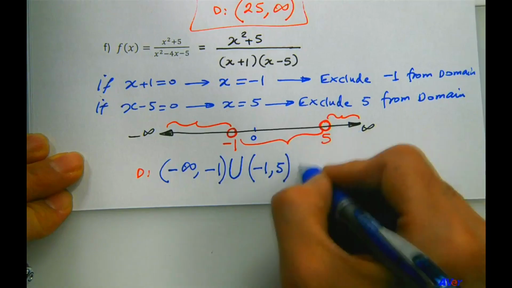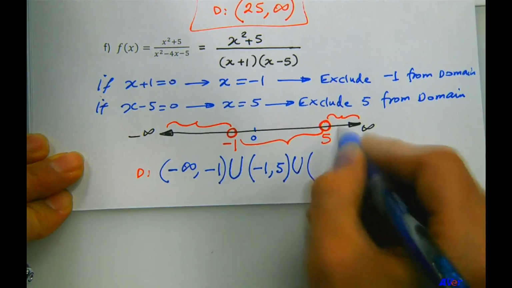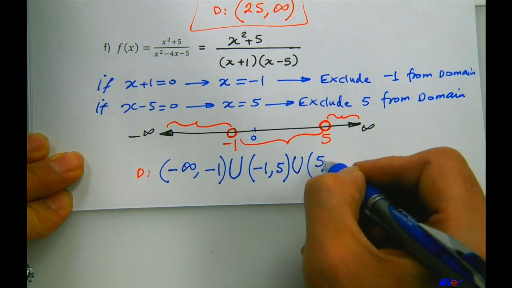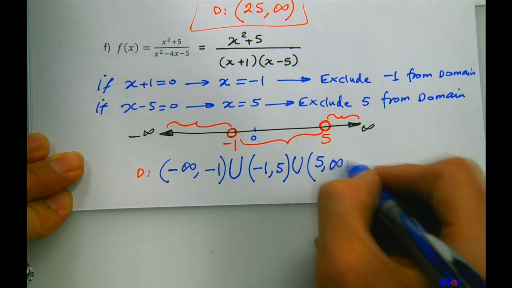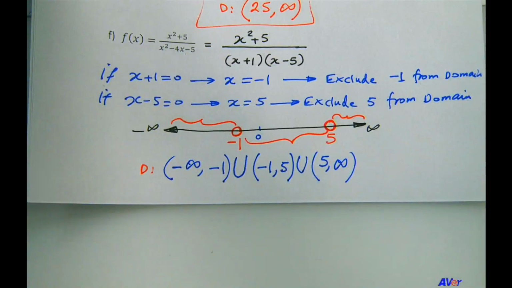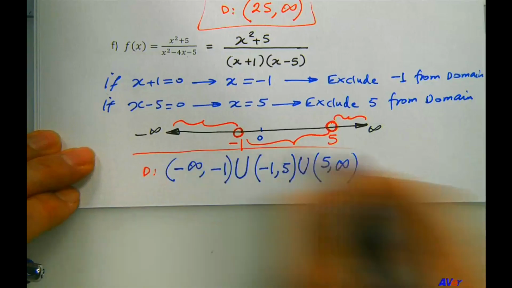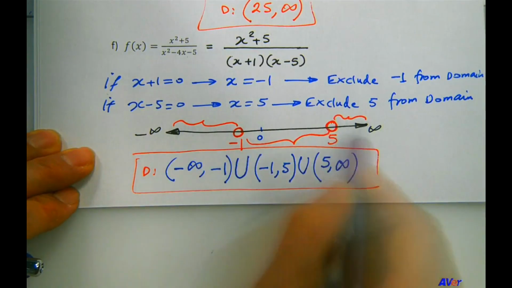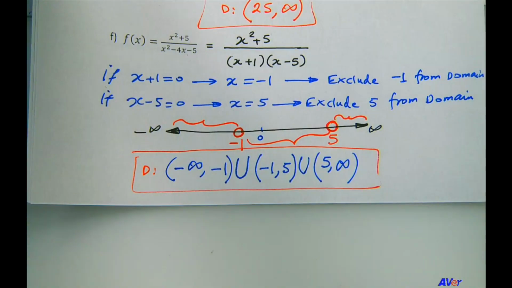So the last piece is union 5, right? Parenthesis 5, because 5 is excluded from the domain, comma all the way to infinity. So there is our domain. It's got 3 pieces that you can see on the graph, which 3 pieces these are.